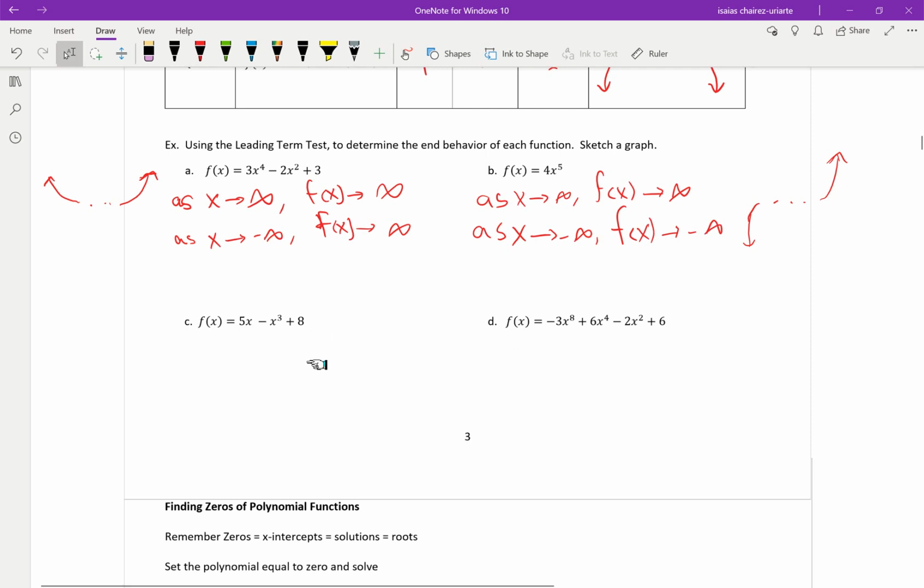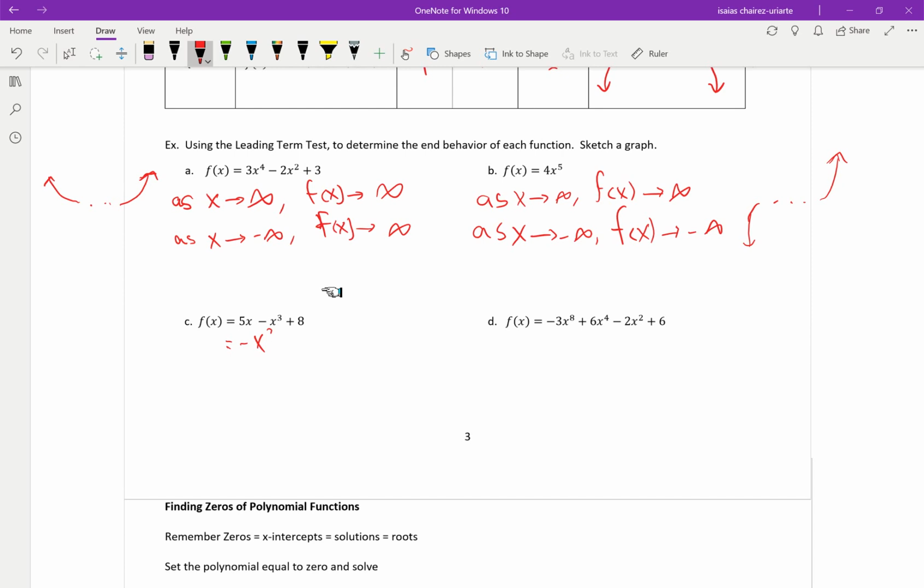Next one. Here for this part C, be careful. Right now my polynomial is not written in descending order, and that's okay. You don't have to write it in descending order. All you have to do is determine what's the leading term. And right now the leading term is negative x to the third. I'm going to write it in descending order just because it makes it a little bit more obvious.